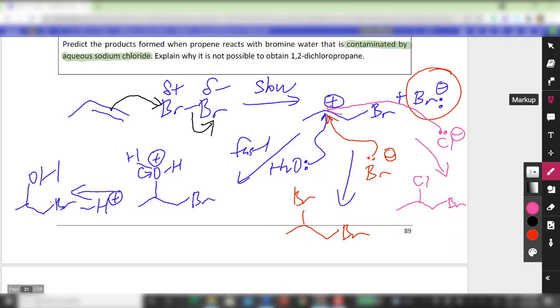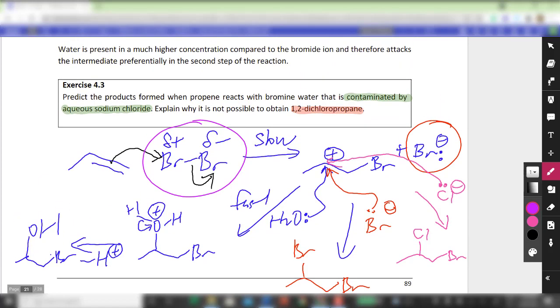And then the final part of the question being asked is, why is it not possible to obtain 1,2-dichloropropane? So again, remember what we said earlier on, the only electrophile present is bromine. There isn't a chlorine electrophile, or any source where I can generate either Cl+ or even a chlorine molecule. So without these two sources, I will not be able to insert the first chlorine in. That's why you will never get 1,2-dichloropropane.